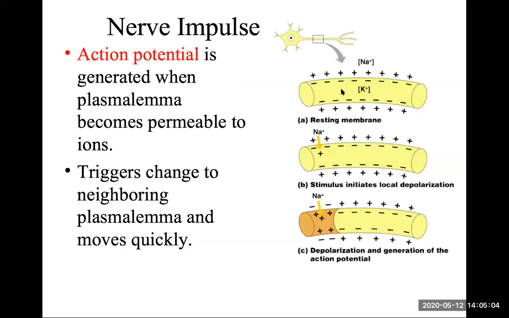And the reason they move, this is just diffusion. Okay, so the action potential starts when the ions are able to move across the plasma lemma. Okay, and that ability to move across the plasma lemma passes down the entire length of the neuron. Remember, that's called depolarization.